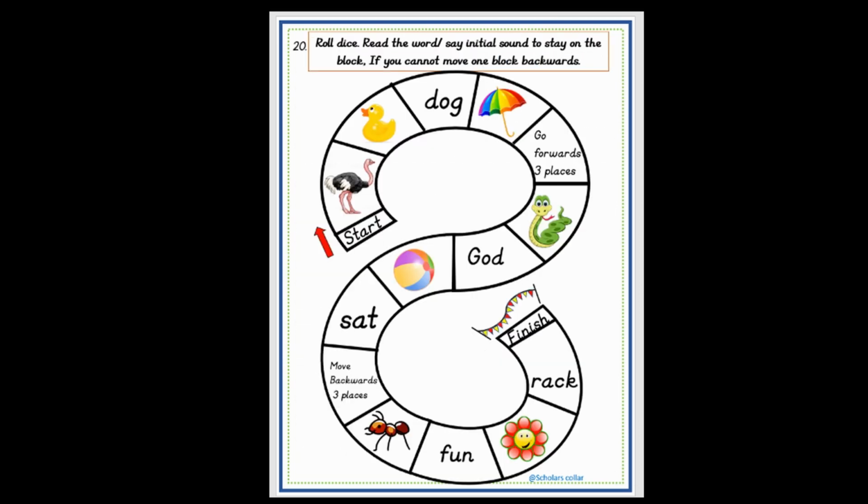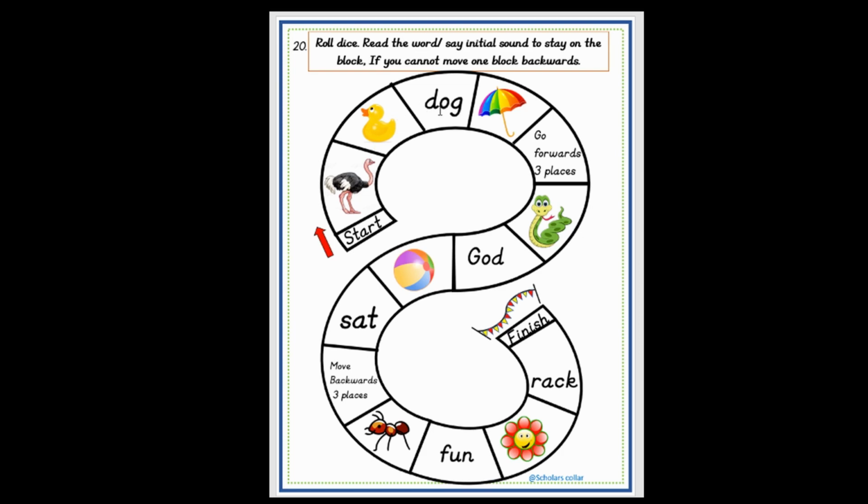So next one is roll the dice. You're going to read the word or say the initial sound of the picture. If you cannot say the sound, then an adult should help the child, but the child stays in his or her place. They can only move forward if the child is able to say the sound. So this is a duck. They are going to say duh.